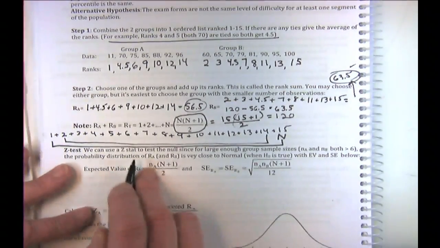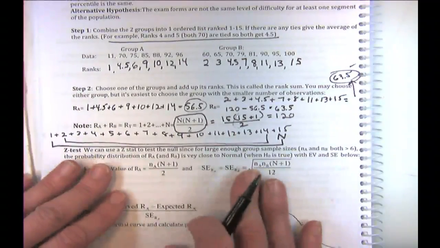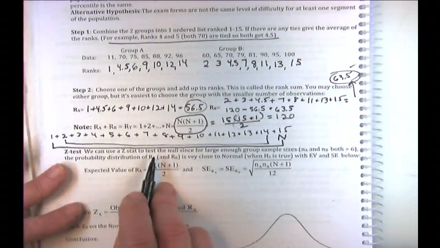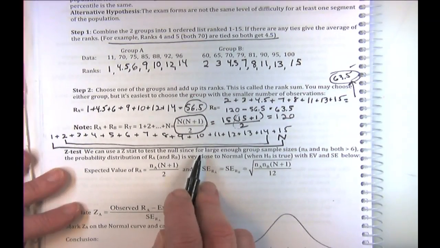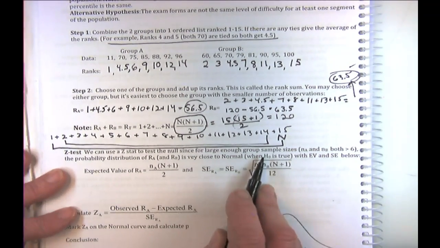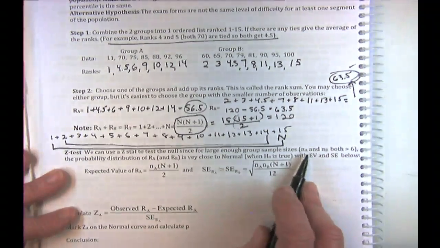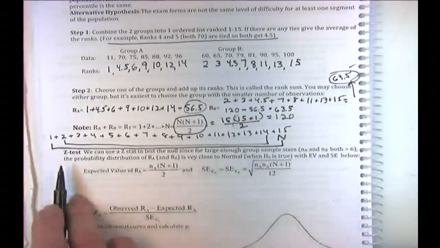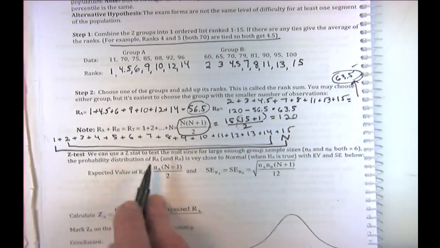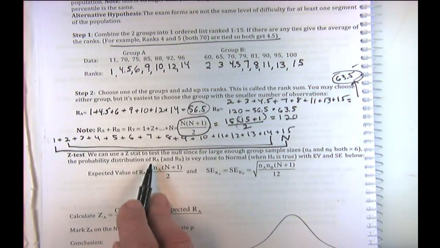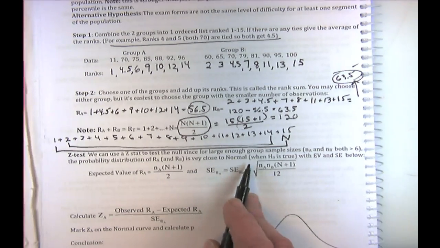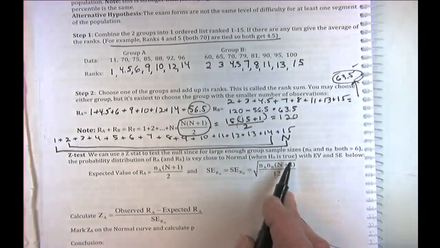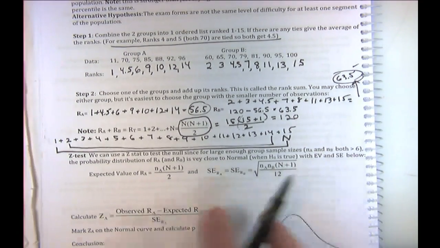So we can use a z-test, and first let's just do this. We can use a z-stat to test the null, since for large enough group sample sizes, here we have 7 and 8, they're both greater than 6. The probability distribution of the rank sum for each group is very close to normal when the null is true, okay? And with the expected value and standard error below.